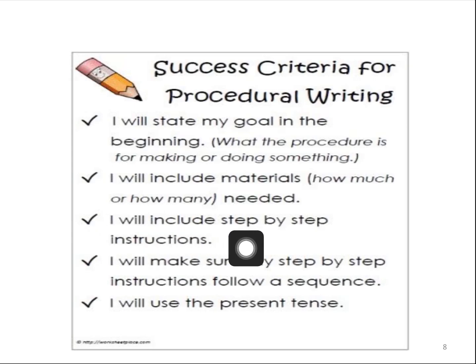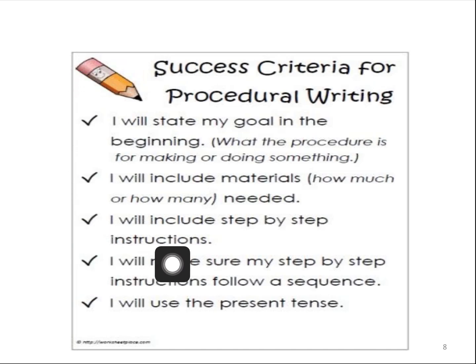I will include step-by-step instructions. I will make sure my step-by-step instructions follow a sequence. That means they have to go 1, 2, 3, 4, 5, not 5, 6, 7, 3, 2, 1. All right, and I need to make sure I will use the present tense. So this is your success criteria or your checklist for procedural writing.